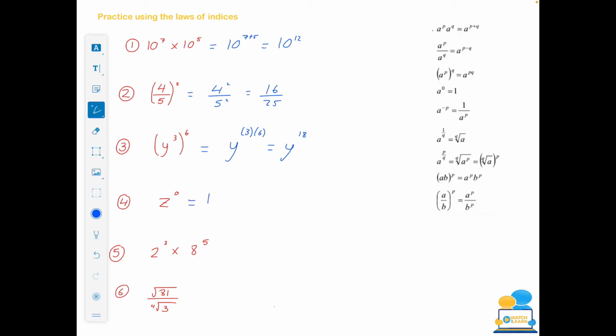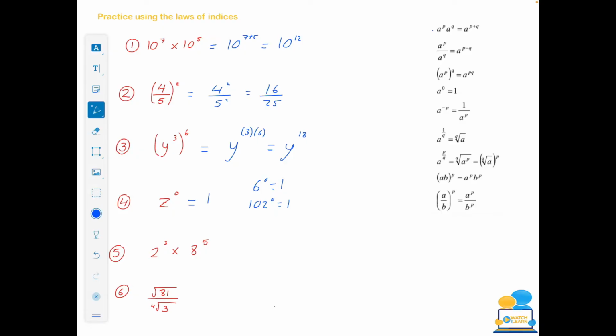Okay, next one, z to the power of 0. This is a very specific rule. Okay, so rule number 4 here. Anything to the power of 0 is 1. Okay, sometimes people think anything to the power of 0 must be 0. It's quite a common mistake, but just make sure it's a rule that's in your formula book, but you can also check it on your calculator. So if you put in 6 to the power of 0, you'll get out 1. If you put in 102 to the power of 0, you get out 1. Okay, every single number to the power of 0 is 1.